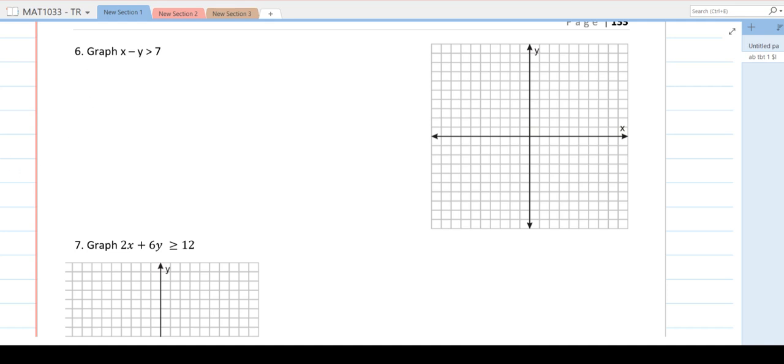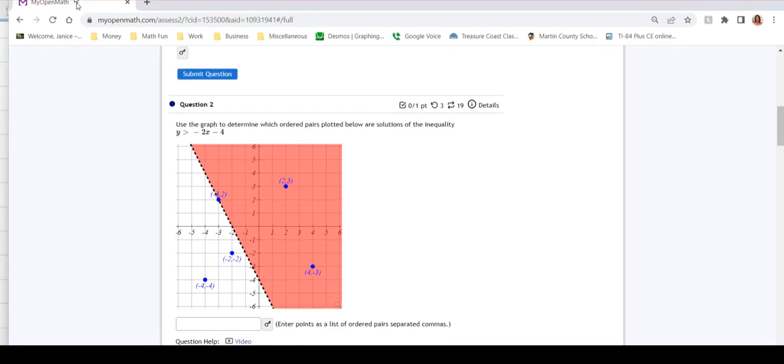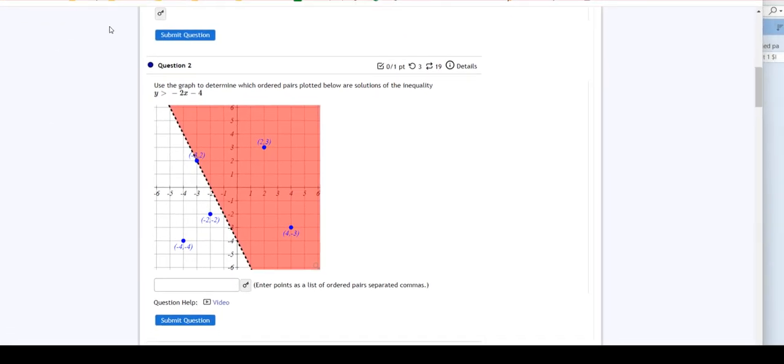Okay, here's the first thing I want to look at. I actually want to show you a problem. So when we are graphing an inequality, remember that, if I'm looking at this inequality, y is greater than negative 2x minus 4, that means the y value, if I plug these values in, is going to be greater than the x value. So it's not just going to be one solution, it's going to be a spectrum of solutions. So that's why we have this shading on this graph.